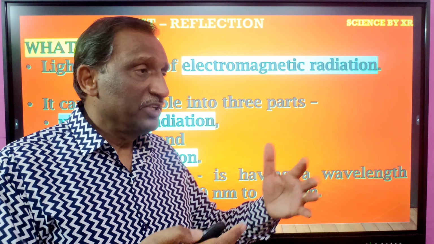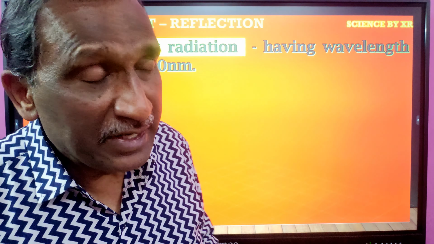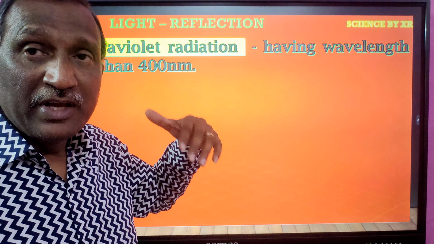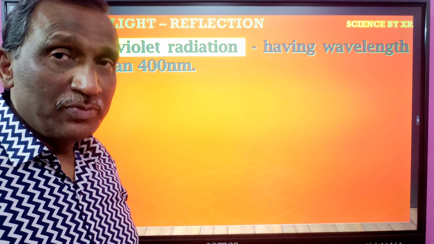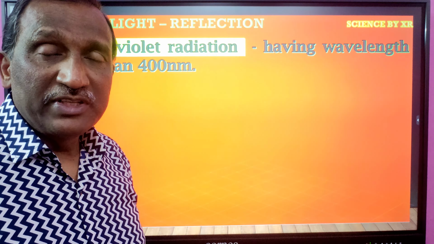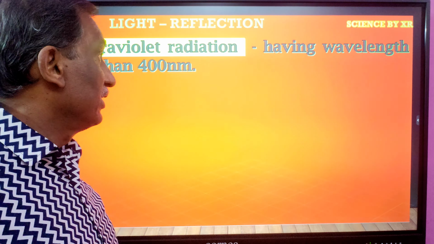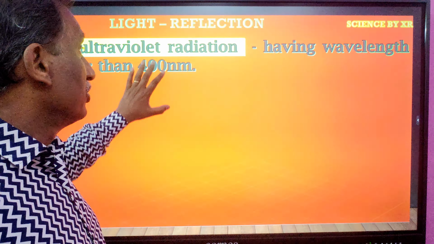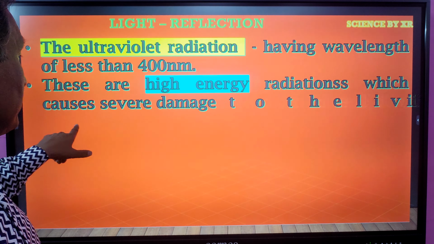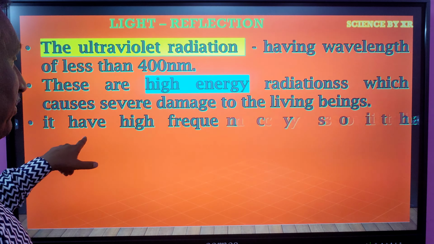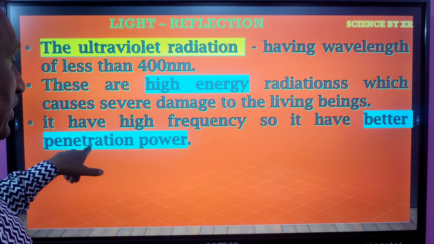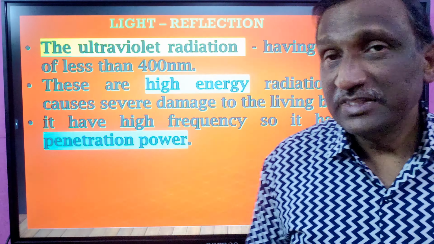Further, we can divide the UV rays into UVA, UVB and UVC types of UV rays. These UV rays have very high energy, so they can easily pass through objects, and that is why they even cause cancer and other types of damage. Whenever they fall on any object like plastic, they spoil the plastic. Even when they fall on colors, they change the color. The energy is very high. Their range of wavelength is less than 400 nanometer. These are high energy radiations which cause severe damage to living beings, and they have high frequency, so they have better penetration power and can easily penetrate through.